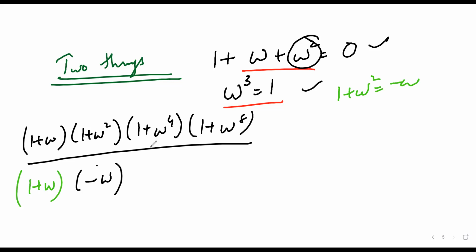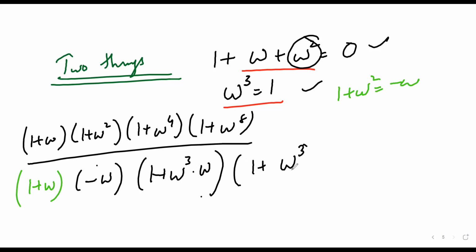And how can I write 1 plus omega power 4 value as? I told you, omega cube, 1 plus omega cube into what? Omega I can write, because omega cube value is 1. And what about omega power 8? That is again omega cube whole square into what? Omega square I can write. Correct. So this is for students who are getting stuck.